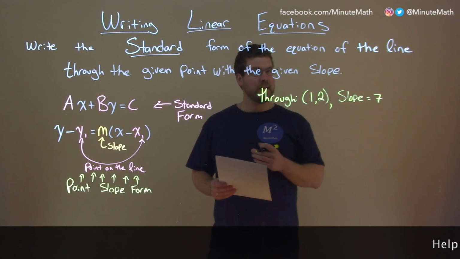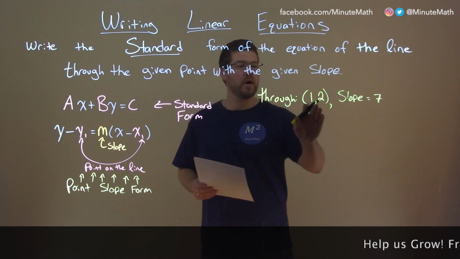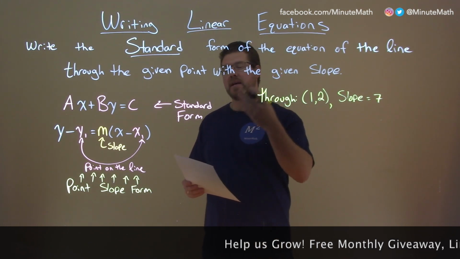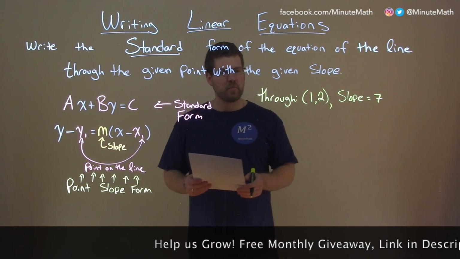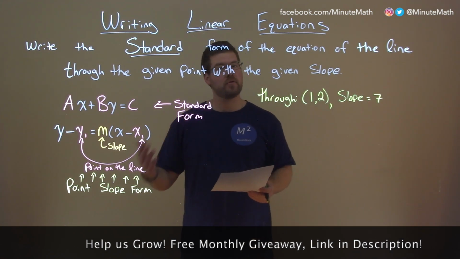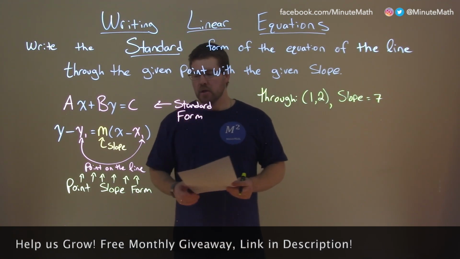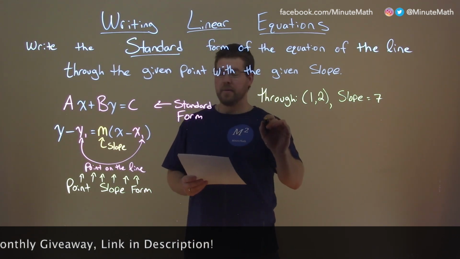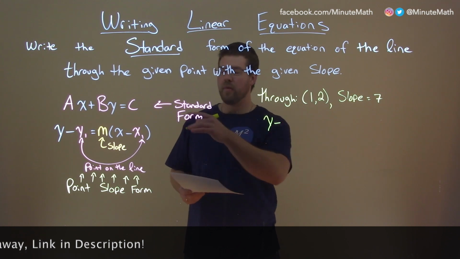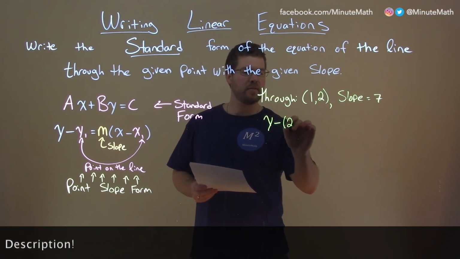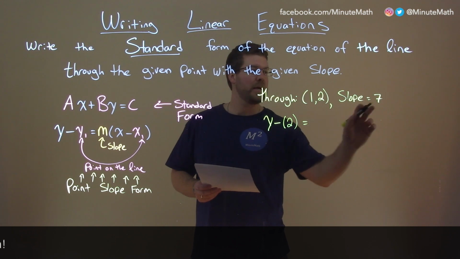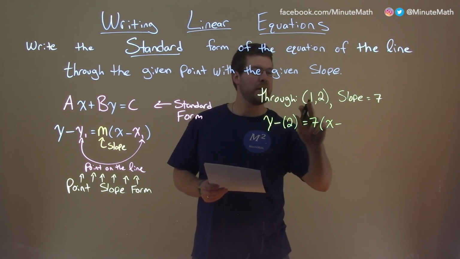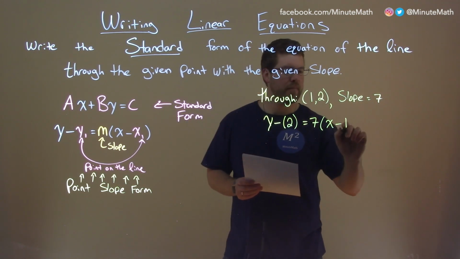So, if I was given this problem through 1, 2, and our slope is 7, and we need to write this in standard form. Well, the first step really to do that is to write it in point-slope form and adapt it. So, point-slope form here, we have y minus, and we want the y coordinate here. So that's a 2. Then that's equal to my slope, 7. And then we have x minus the x coordinate of the point, which is 1.